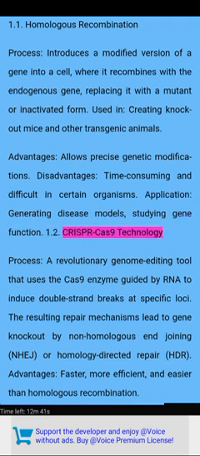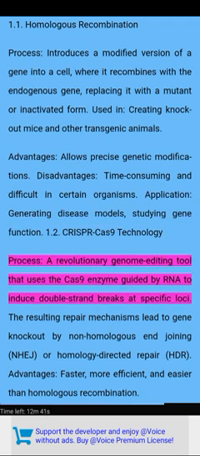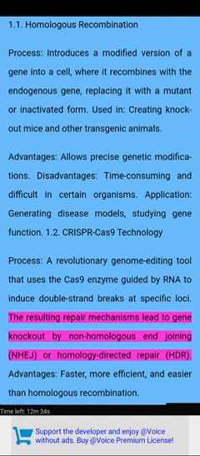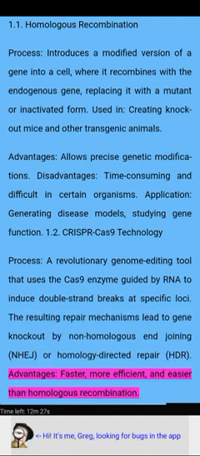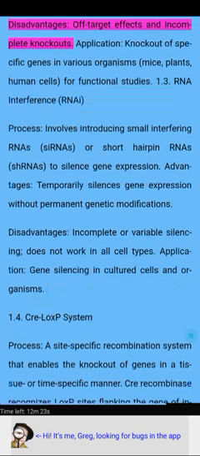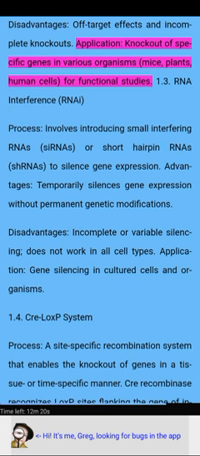1.2. CRISPR-Cas9 technology. Process: a revolutionary genome editing tool that uses the Cas9 enzyme guided by RNA to induce double-strand breaks at specific loci. The resulting repair mechanisms lead to gene knockout by non-homologous end joining, NHEJ, or homology-directed repair, HDR. Advantages: faster, more efficient, and easier than homologous recombination. Disadvantages: off-target effects and incomplete knockouts. Application: knockout of specific genes in various organisms, mice, plants, human cells, for functional studies.